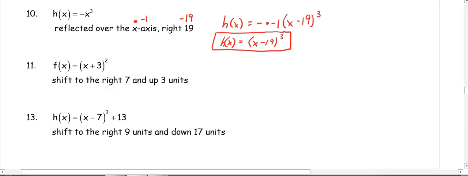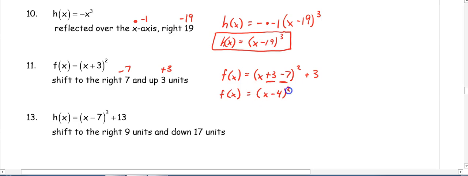Number 11, f of x equals x plus 3 squared. So now we already have a number in the parentheses, so when we move right, we're still going to subtract 7, and up we're going to add 3. So if there's a number in the parentheses, it's still going to stay in the parentheses. We have x plus 3, then we're going to do our shift to the right, so minus 7 to the 2nd power, plus 3 to go up. Now, these two numbers in the parentheses can combine together, so we get f of x equals x minus 4 squared plus 3.